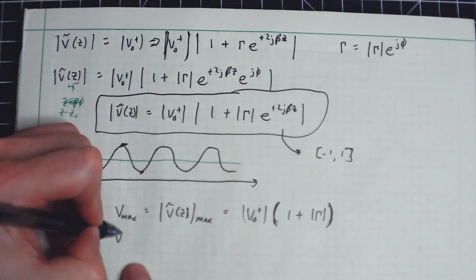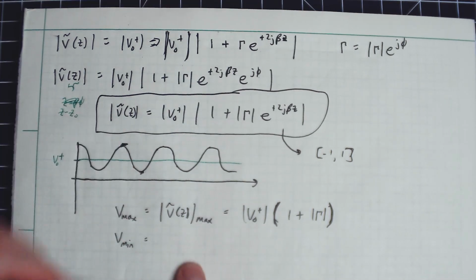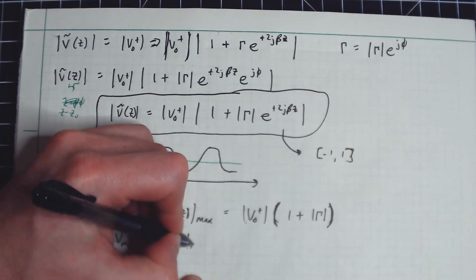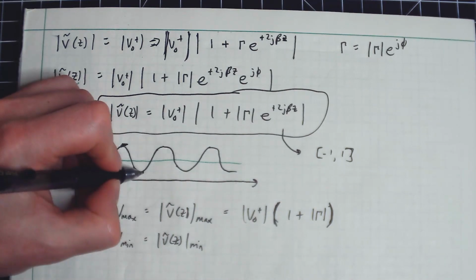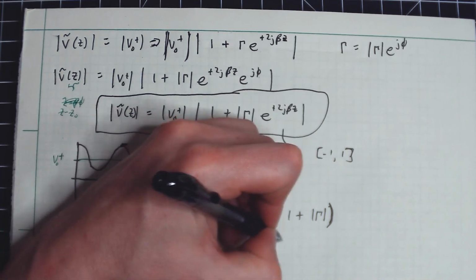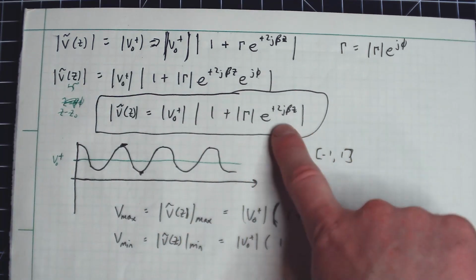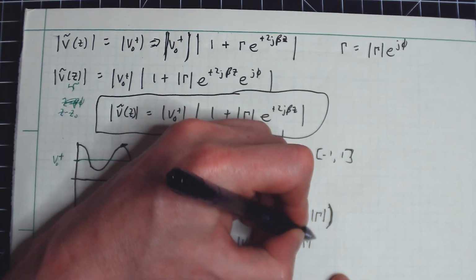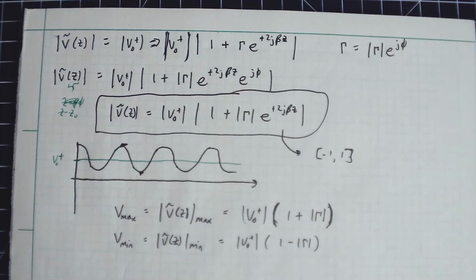Now I'm also going to define a minimum value in a similar way. So it'll be the magnitude of this, its minimum value. And you're going to get V naught plus times 1, and that minimum occurs when this little phasor term here goes to a -1, so I just get 1 minus the magnitude of gamma.